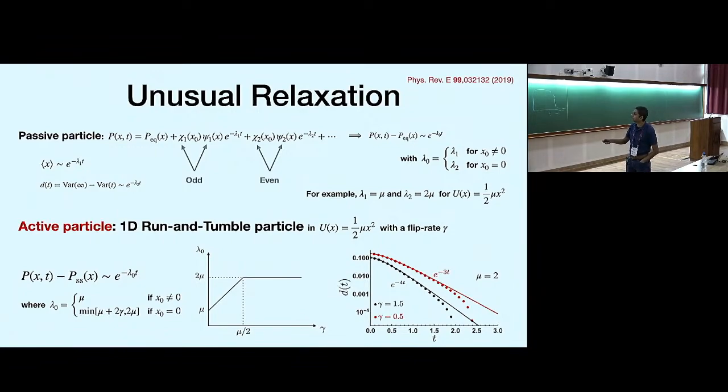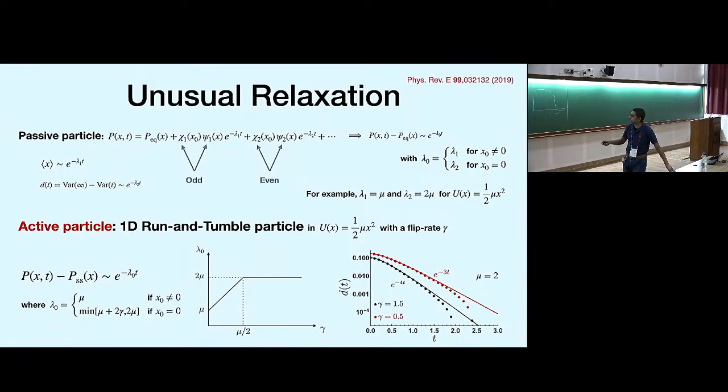On the other hand, if you start from the center, the origin x equal to x0 equal to 0, then this lambda 2 gives you the 1 by lambda 2, the relaxation scale, right? But this model is very simple. For example, if you take a harmonic potential, lambda 1 is mu and lambda 2 is 2 mu. But again, for an active particle, even the relaxation can be quite interesting, as you see here.